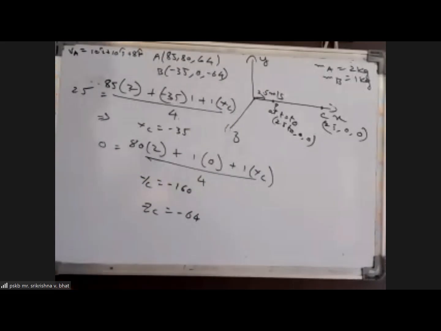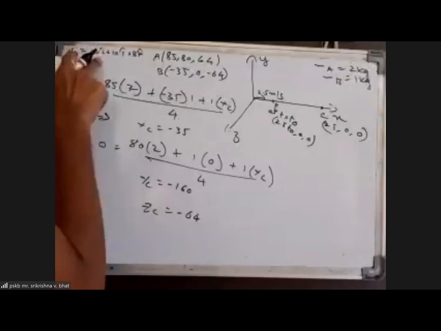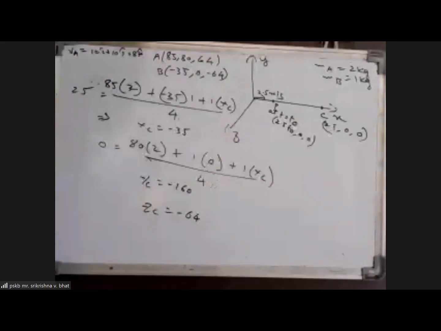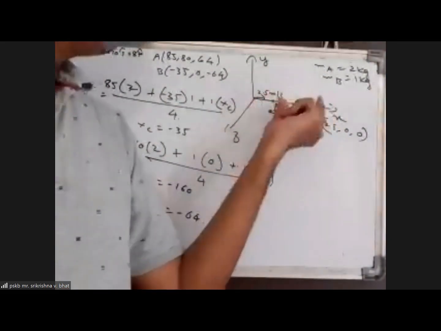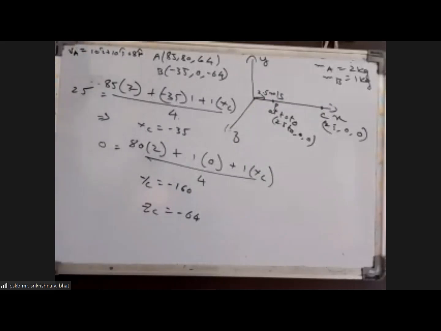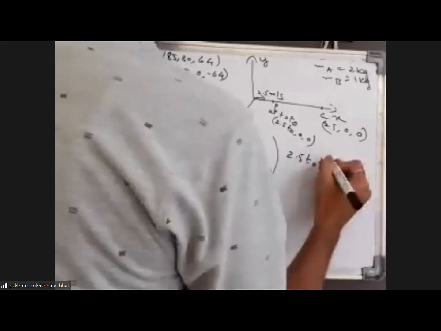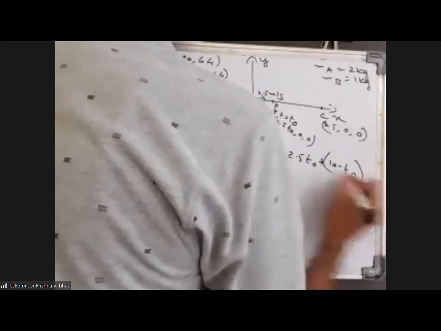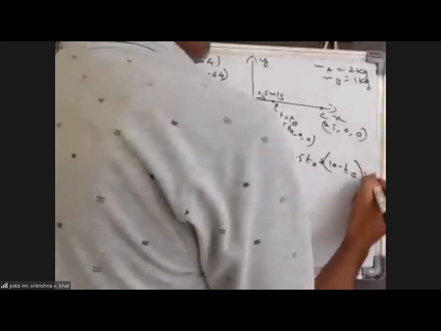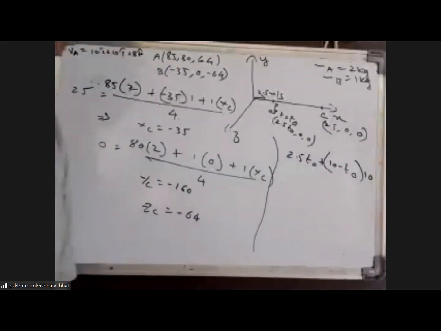Now from this point onwards, shell A will move in a straight line path. It will move with a constant velocity, which is equal to 10i plus 10j plus 10k. So if I add to 2.5 T0 ten times the remaining time, because the remaining time out of 10 seconds will be 10 minus T0, so 2.5 T0 plus (10 minus T0) into the velocity of A in x direction, which is 10, this should give you the final x coordinate of A, which comes out to be 85.